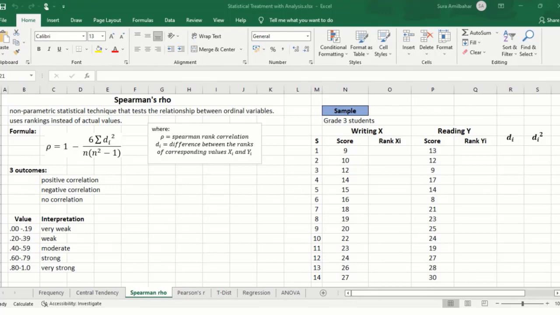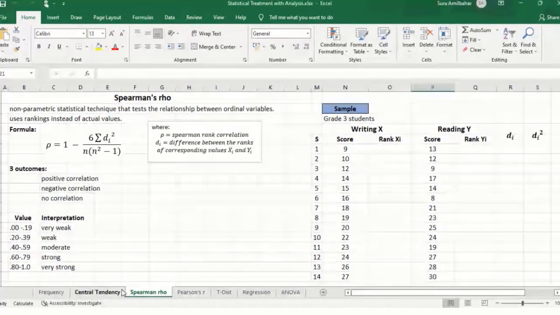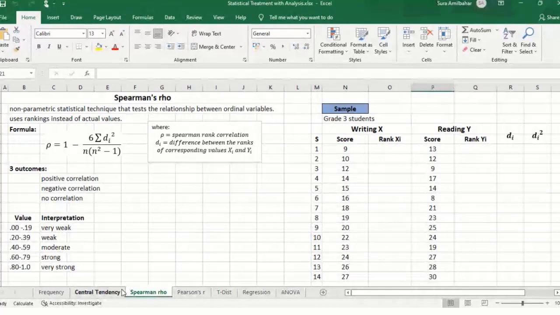And so, how to solve for this, what do you call this one? Spearman rho. By the way, ang pag-represent ng Spearman rho at Pearson r is usually using scatter plot, okay? It is a type of a graph, and I will show you how to create a scatter plot. But first, let's have this example.